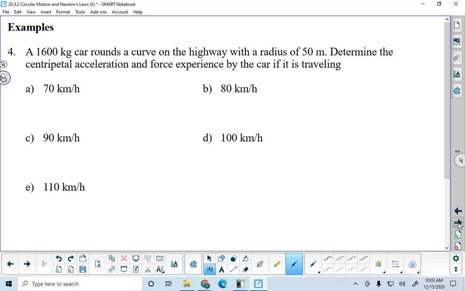All right, number 4, this is the last question. Well, there's 5 as well, but it's related to 4. You've got a 1,600 kilogram car rounding a curve on a highway. Determine the acceleration and force.